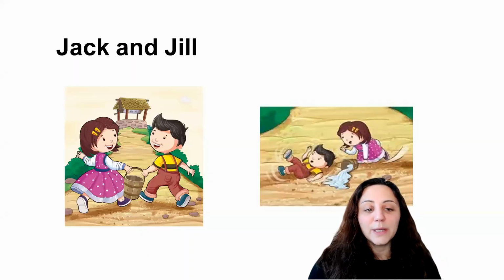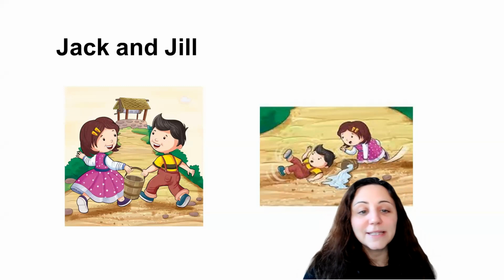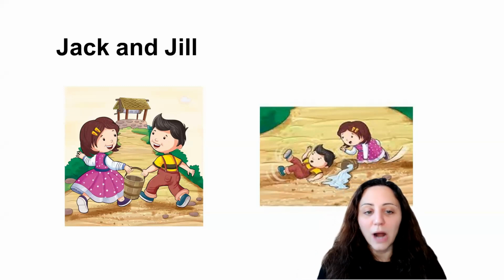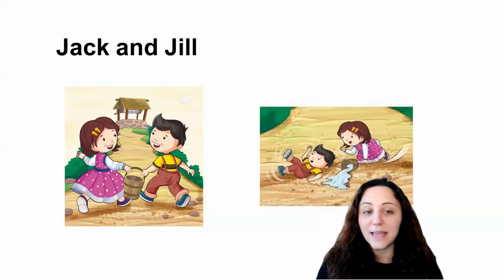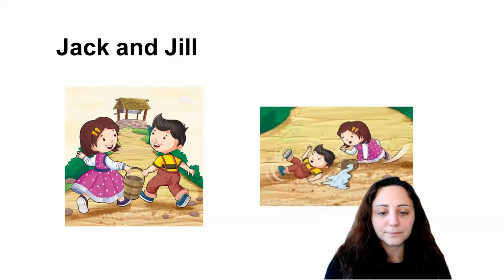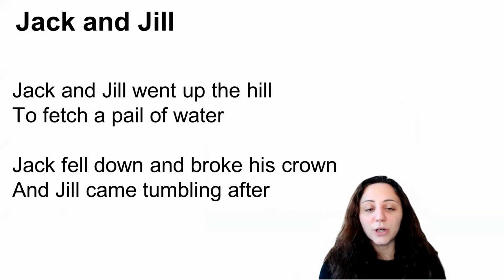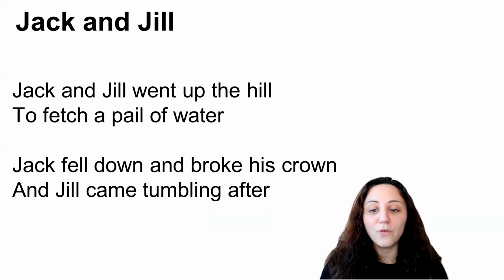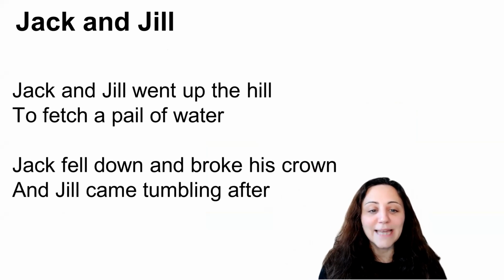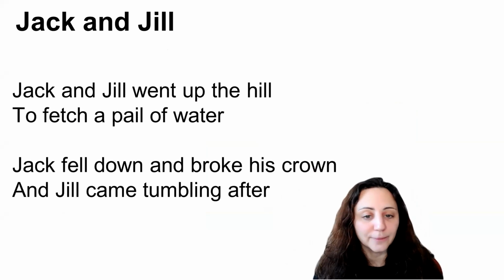Now, today we're going to be learning a very simple poem rhyme about Jack and Jill. They go up this hill and then they fall down. Now let's start just to introduce you. This is the rhyme. So let's take a look. So we have Jack and Jill went up the hill to fetch a pail of water. Jack fell down and broke his crown, and Jill came tumbling after.